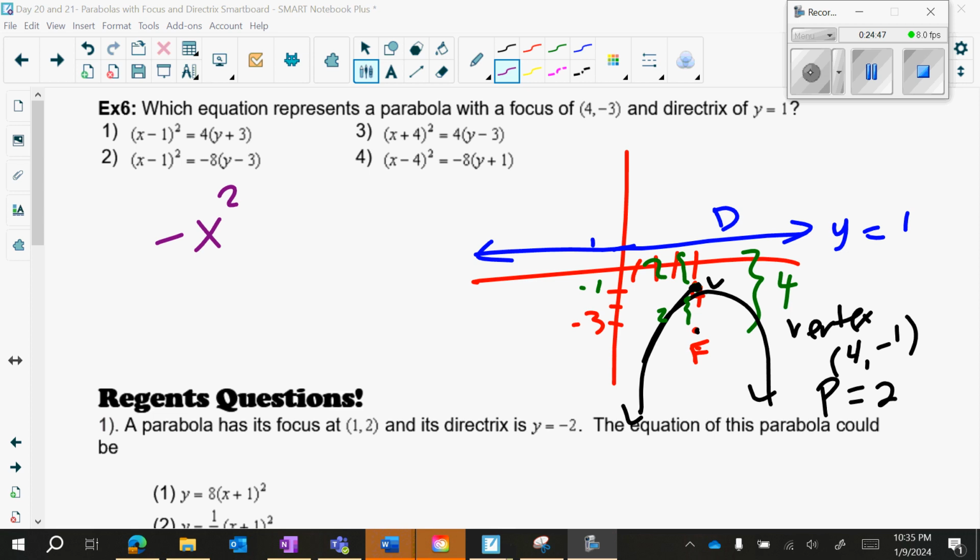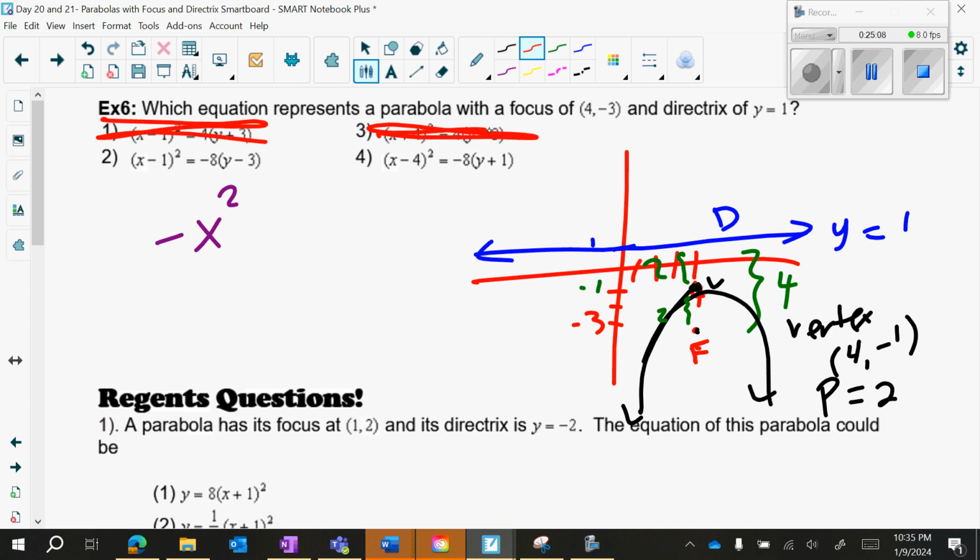Okay, so did anyone draw a picture like this? Did anyone find their vertex to be 4, -1? I hope you said yes, and I hope you said your p equals 2. So now it's negative because it's going down, and it's negative x squared. So right away, without even knowing what's up with this stuff, you could cross out choice 1 and 3 because they don't have a negative coefficient.